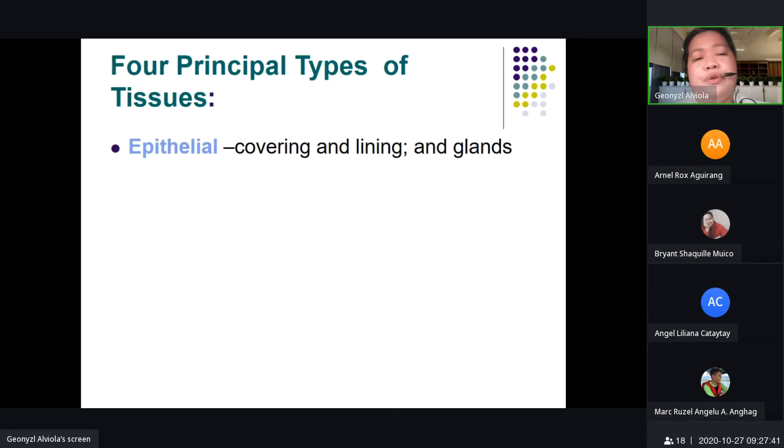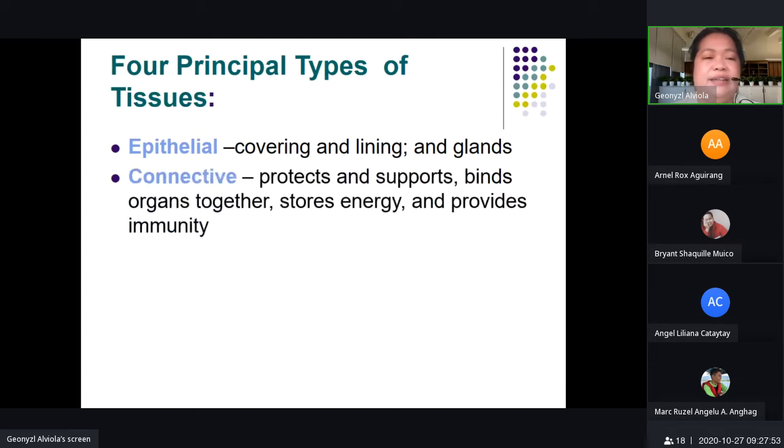So, four types of tissues. We have the epithelial, ideal for covering and lining, at the same time secretion, because you have there the examples of the glands. Connective protects, supports, binds, and sometimes stores energy because we have the adipose tissue that serves as the storage of fats, and also provides immunity because we have specialized connective tissues represented by the blood components.